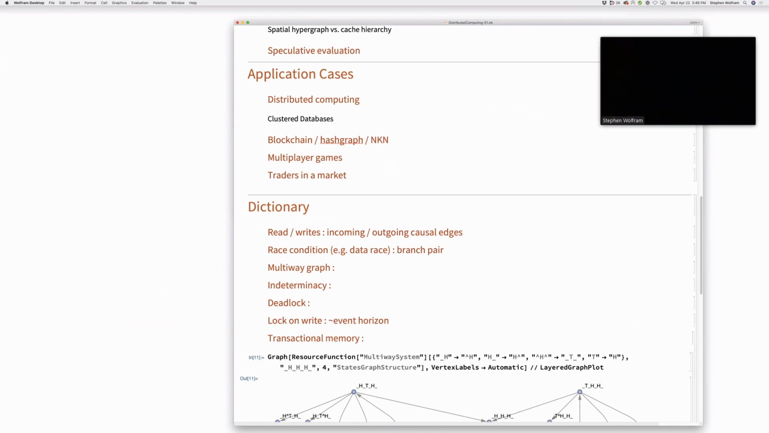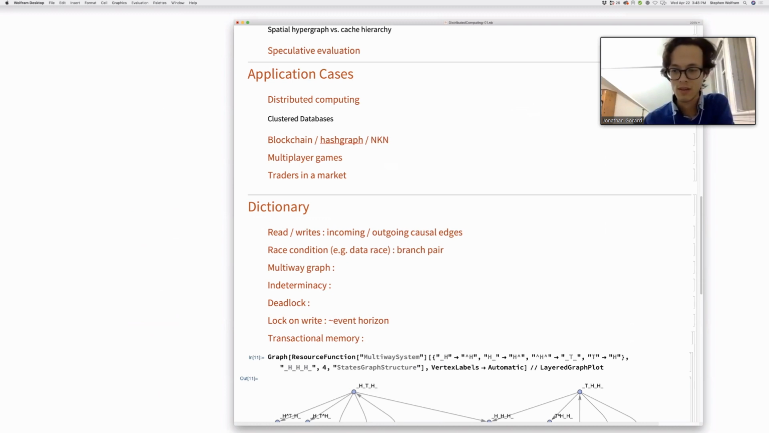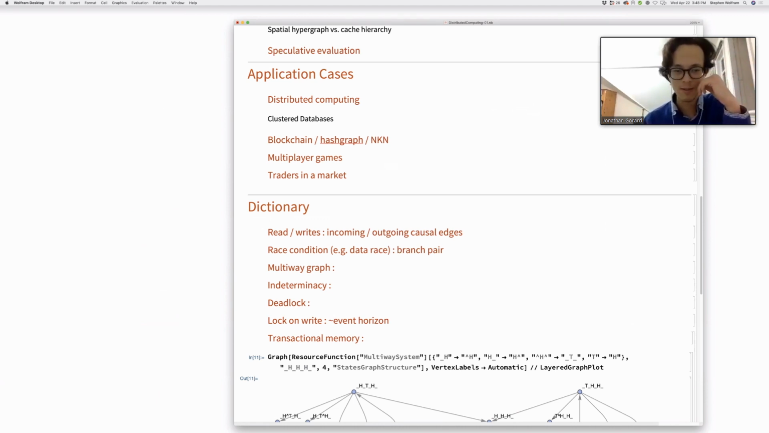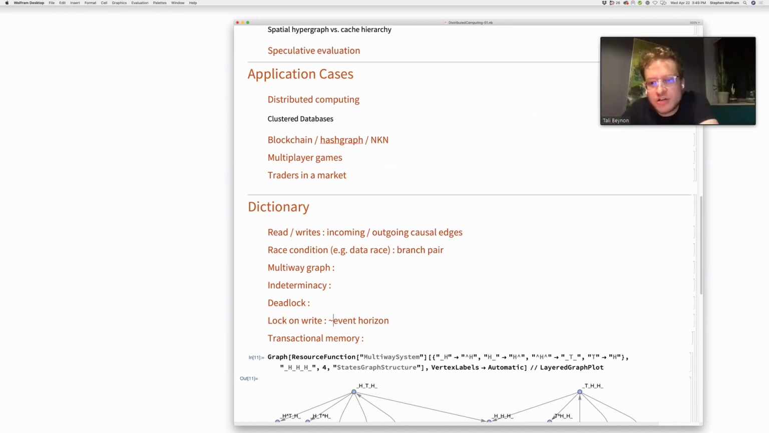Jesse just asked, what is the analog of a lock on a write? No, I asked what's the analog of a transaction. I did ask earlier what's the analog of a lock. But if you're saying that a lock is an event horizon, then is a transaction some kind of extension of that? To the extent that I understand locks, aren't they just event horizons? They're saying you can't have outgoing causal edges from this state. No, I would say that's deadlock, right? Deadlock is you hit a singularity.